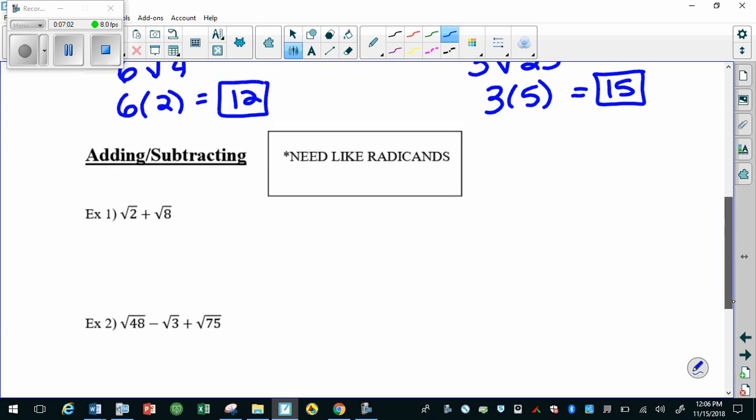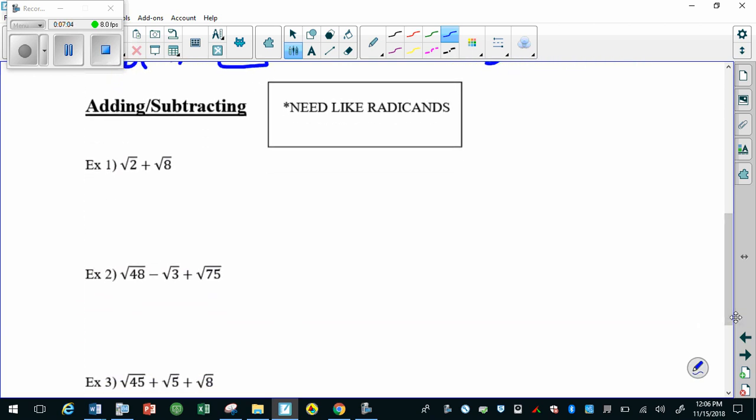Okay, and the last thing we're going to do is we're going to add and subtract with radicals. So the deal here, the law, I guess, if you want to call it that, is that you may only add like radicals. And the fancy word for that is like radicands. So you can add radical 2's to radical 2's, you can add radical 3's to radical 3's, but you can't add a radical 2 to a radical 3.